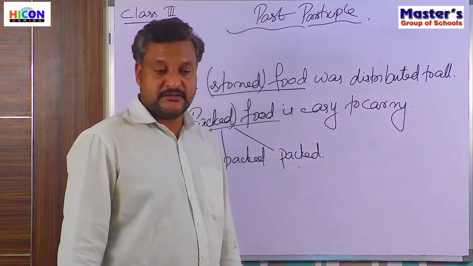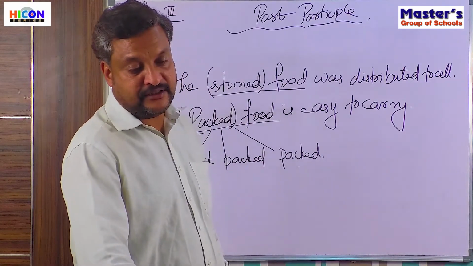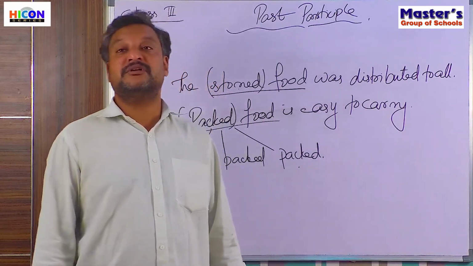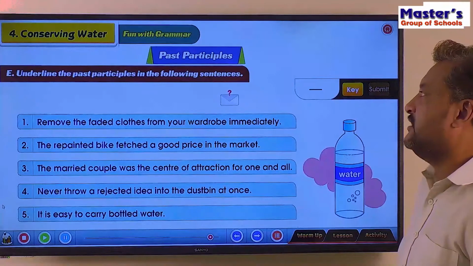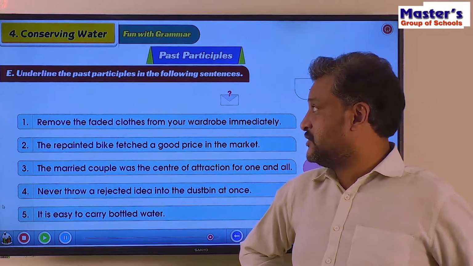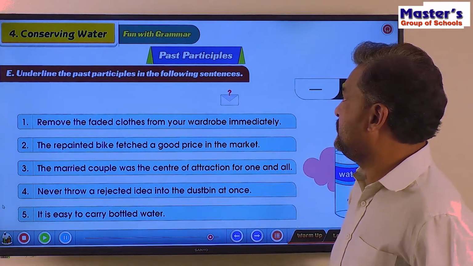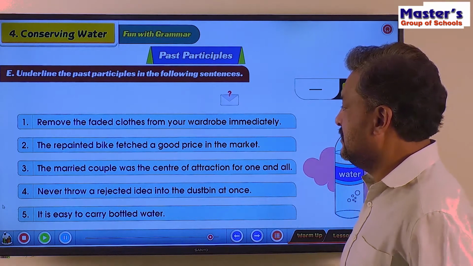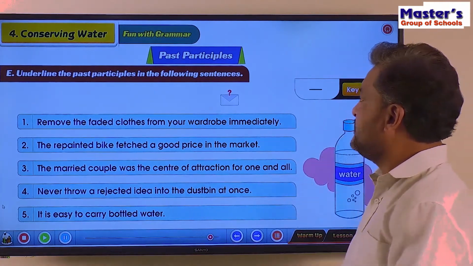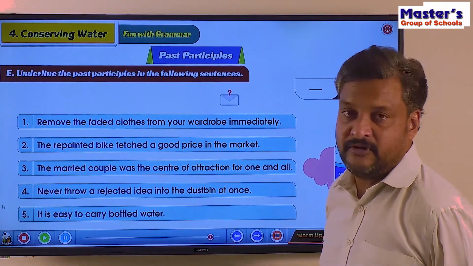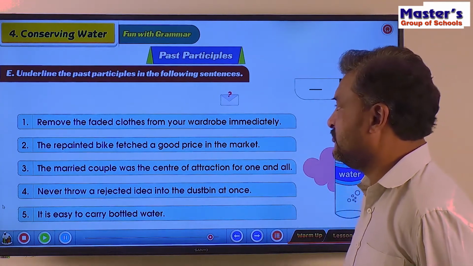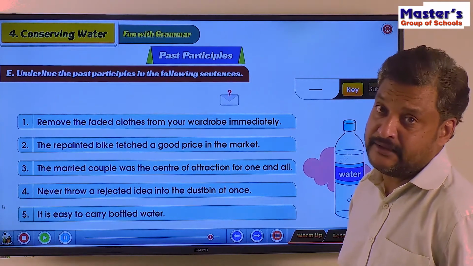Okay. Right. So now we have got 5 sentences given there, of which we need to identify the past participle form of the verb. So in Fun with the Grammar, we have learned about the past participle form of the verb also, isn't it? Yes. So now here, underline the past participles in the following sentences. 5 sentences are here, and in all of them there are past participle verbs. So what we need to do now is identify the past participle form of the verb used in these sentences and underline them, right?